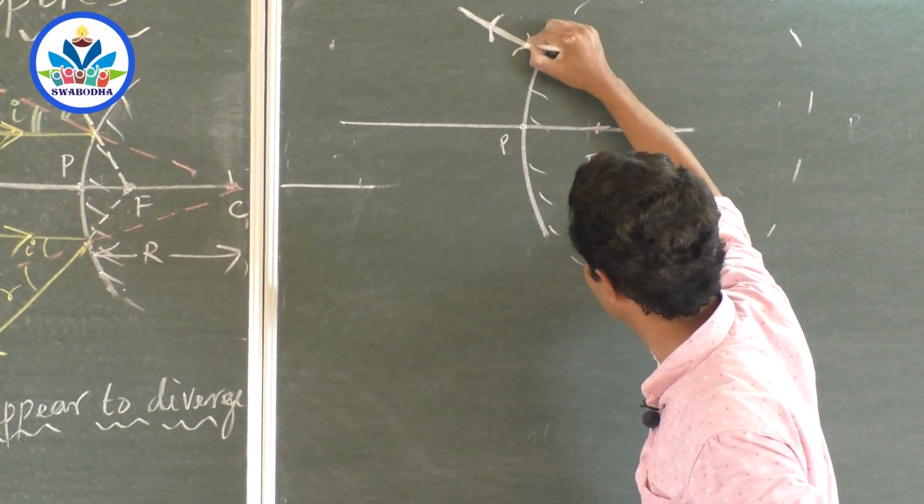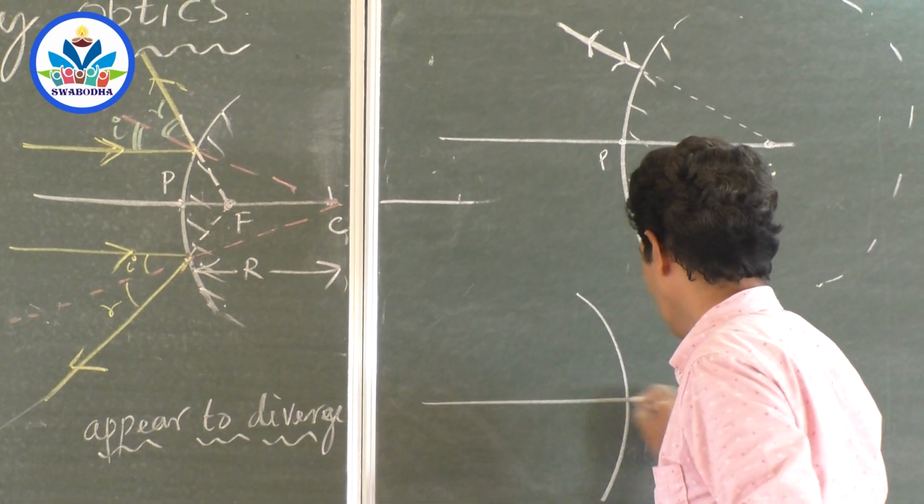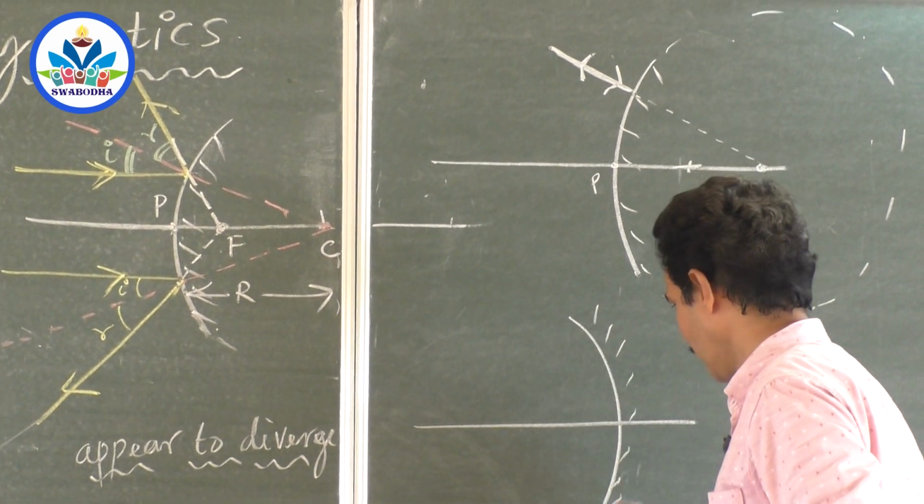So this is the normal incident ray. Whereas the normal incident ray for a concave mirror is, a concave mirror reflects from the inside part, as you know.